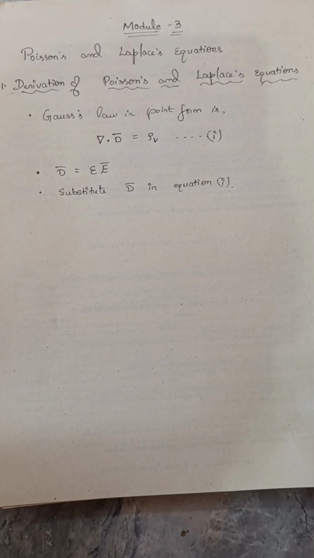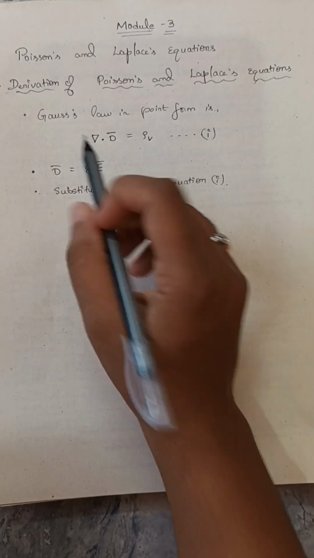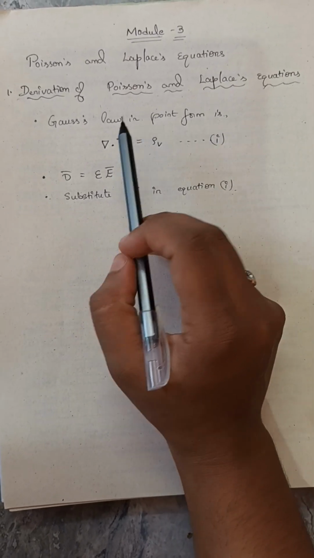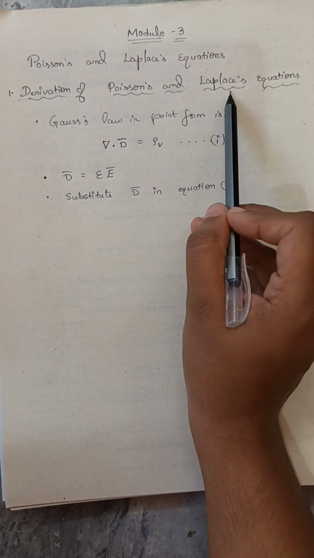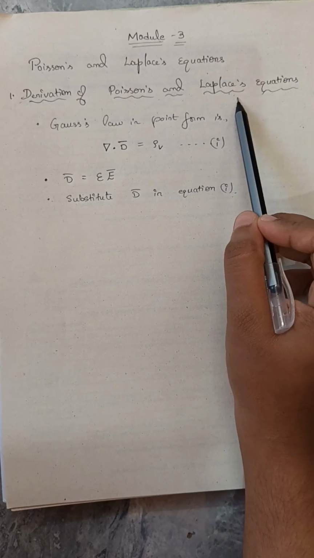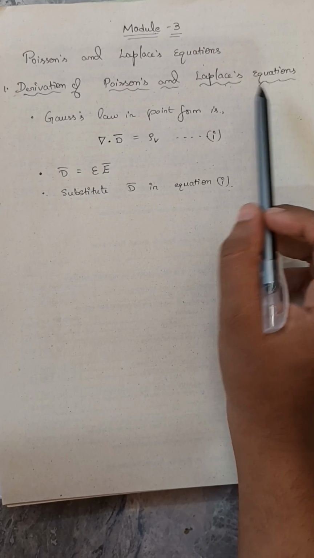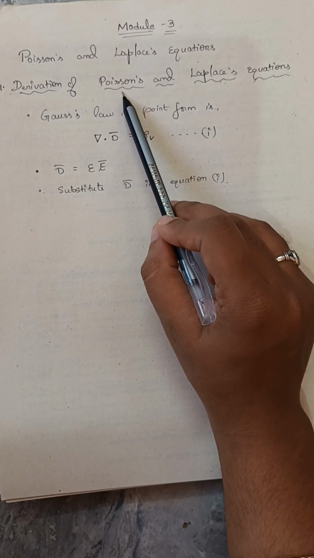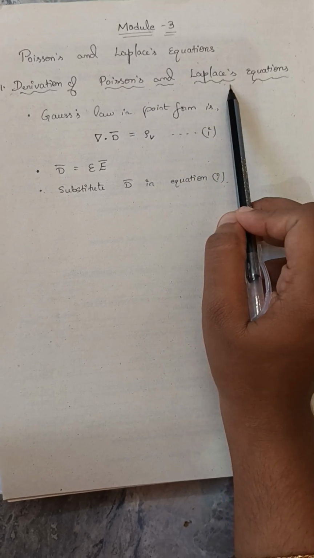There are two derivations in this particular chapter and the rest are all problems. The first derivation is on Poisson's and Laplace's equation. These two important equations, we're going to derive them and then use the derived result for solving problems, right? First we derive Poisson's equation, and from there we'll get the Laplace equation.